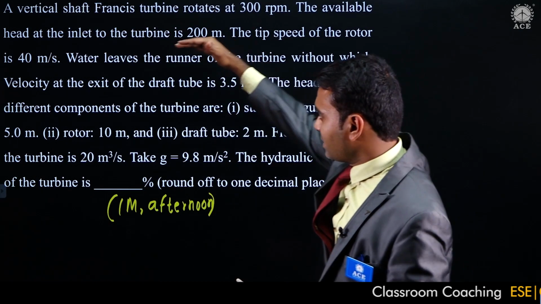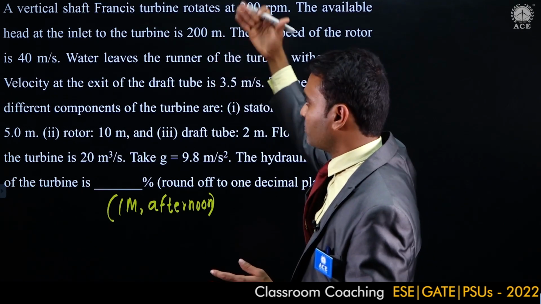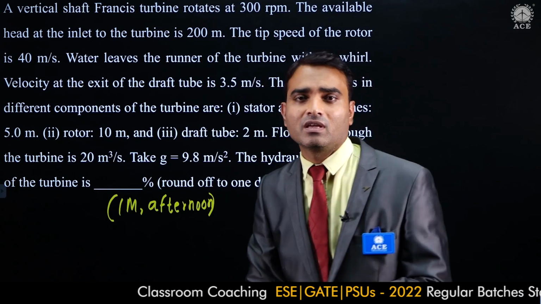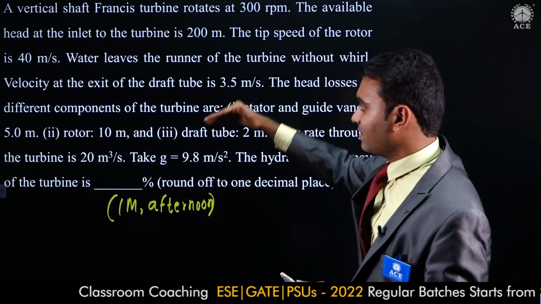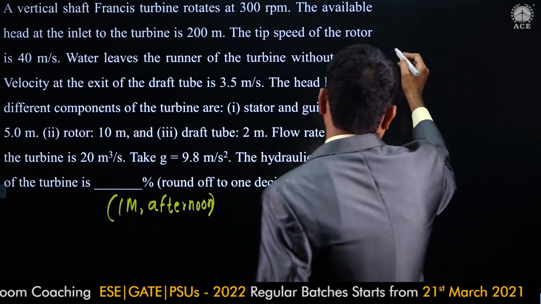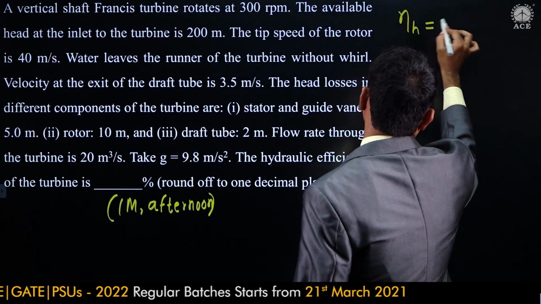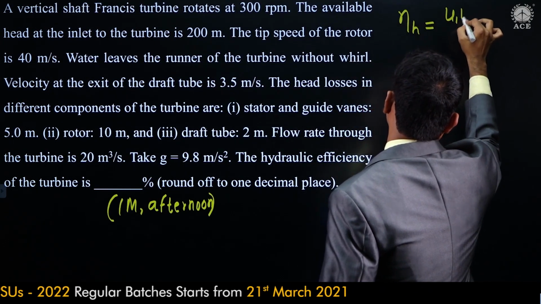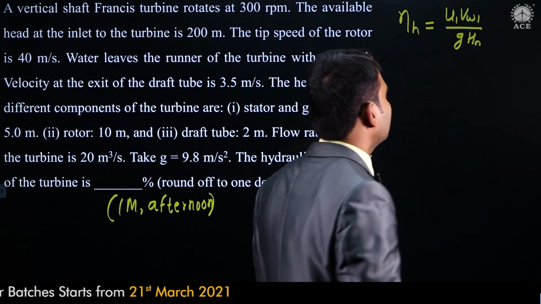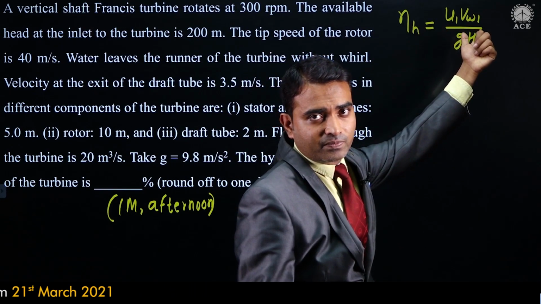So here losses in the turbine are given. Various terms like net head, speed are given. Based upon that, we have to find out hydraulic efficiency. You can pause the video and try to understand this statement, right? See here, for a turbine, hydraulic efficiency is defined as U1 VW1 divided by G into net head. Now here VW1 is not given, so this formula cannot be used, right?